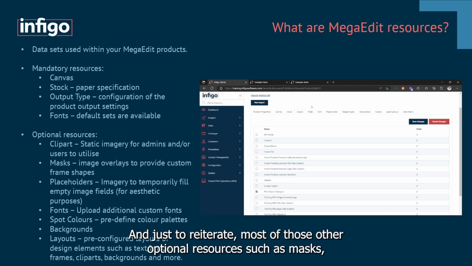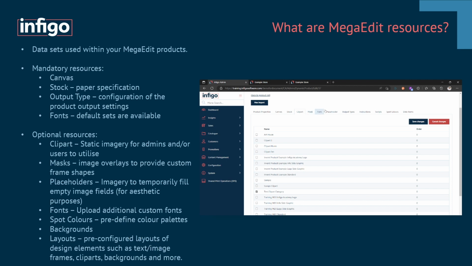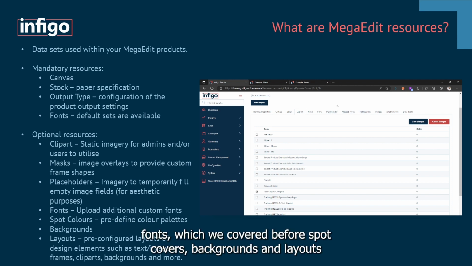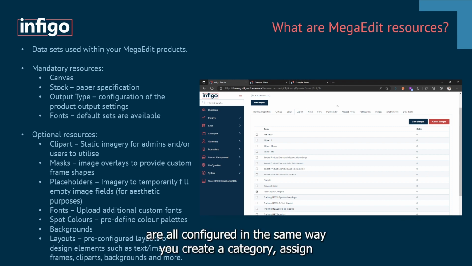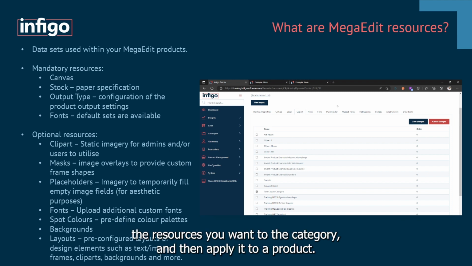And just to reiterate, most of those other optional resources, such as masks, placeholders, fonts, which we covered before, spot colors, backgrounds, and layouts, are all configured in the same way. You create a category, assign the resources you want to the category, and then apply it to a product.